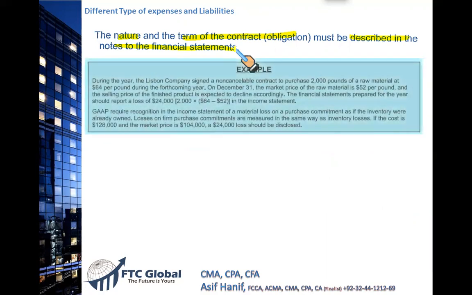So let us see the numbers. During the year, Lisbon Company signed a non-cancelable contract to purchase 2,000 pounds of raw materials at $64 per pound during the forthcoming year. This is the price at which I have agreed to purchase. This is the quantity.